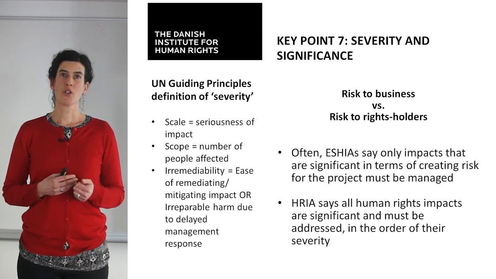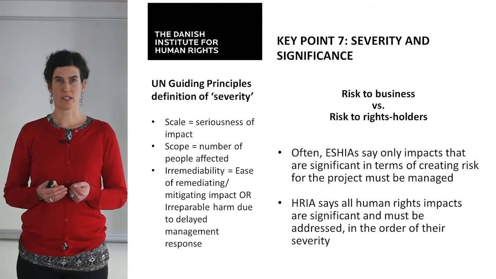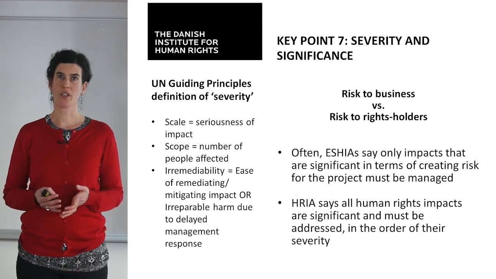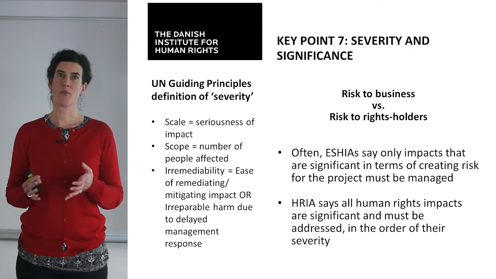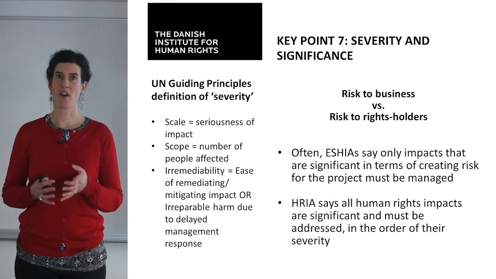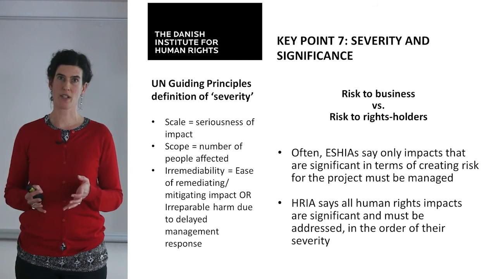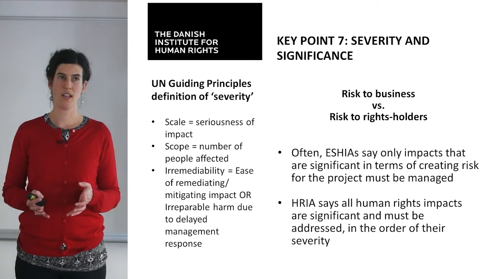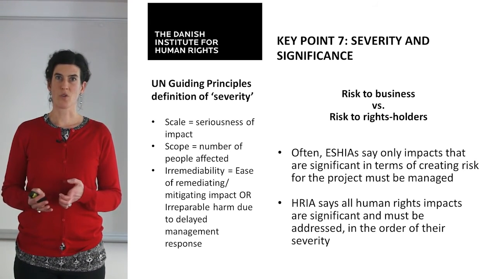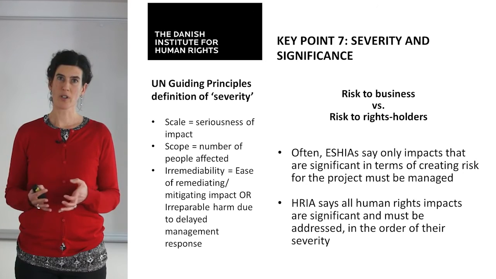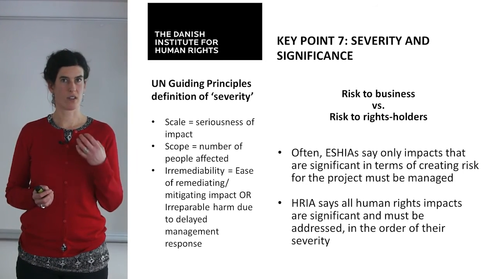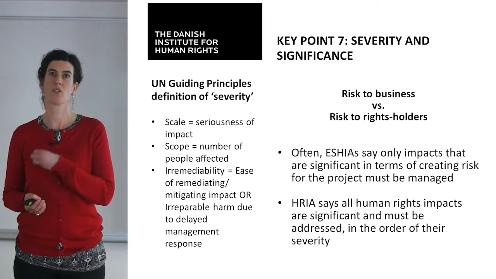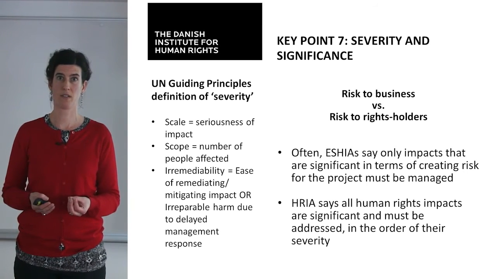Point number 7 is around the topic of severity and significance. So usually environmental and social impact assessments evaluate impacts according to their significance. And the UN Guiding Principles instead brings in this concept of severity in order to evaluate, well, how serious, if you like, is a particular impact. Now, part of why this was introduced is to emphasize this focus in human rights on really a shift from considering risks to the business to considering risks to rights or risks to rights holders.